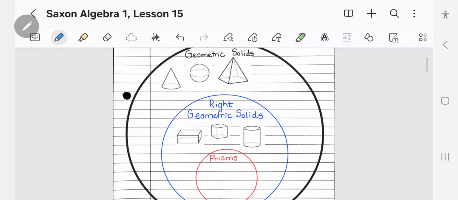Now let's talk about the bases. I used that word base. The bases are going to be the top and the bottom, what we would normally call them. They're going to be identical geometric figures, and they're going to be opposite of each other.